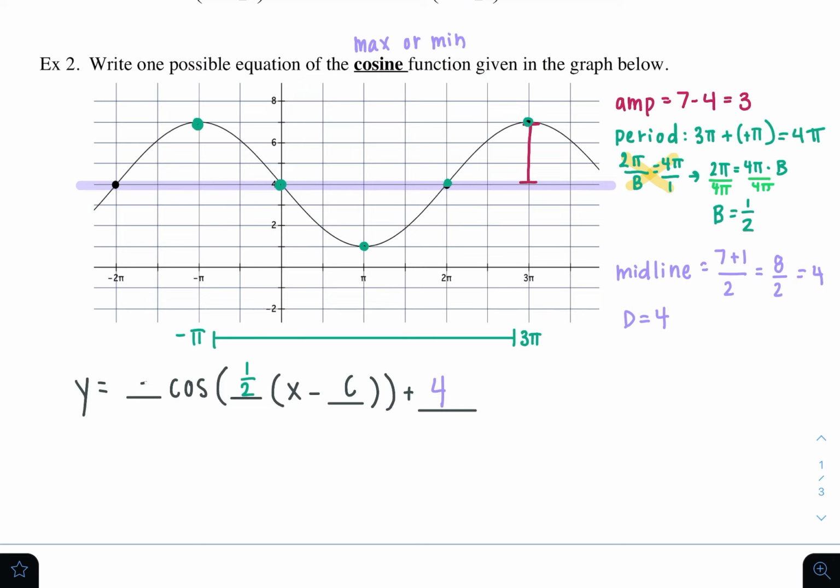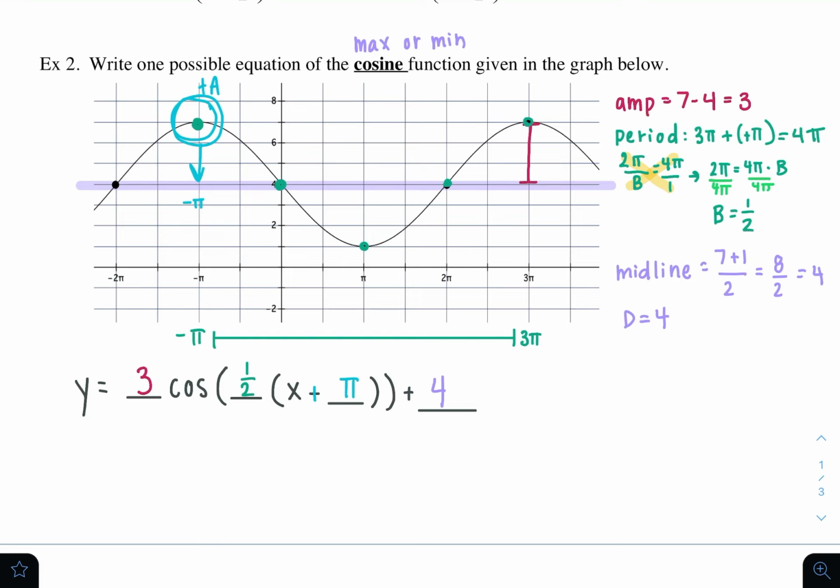Now we need to pick locations. So we said cosine can only start at a maximum or a minimum. So in this case, I noticed that this point here located at negative pi is at a maximum, meaning that our a value would be positive, so we can keep the positive 3. And if we put in a negative pi here, a negative minus a negative is a positive. So that's one possible equation.